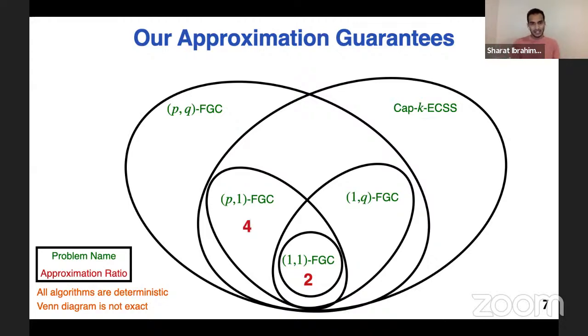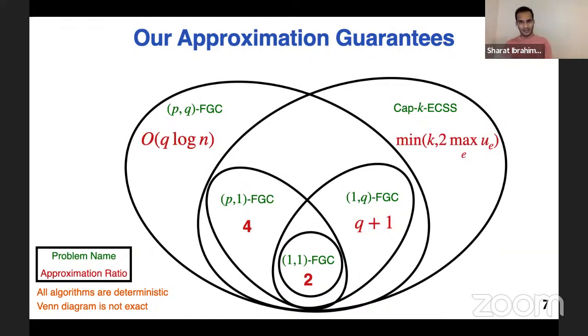Next, if we want P connectivity against failure of one unsafe edge, then we give a 4 approximation. And for the complementary problem, where we want connectivity against failure of Q unsafe edges, we give a Q plus 1 approximation. And for the most general (P, Q)-FGC, we give an O(Q log n) approximation.